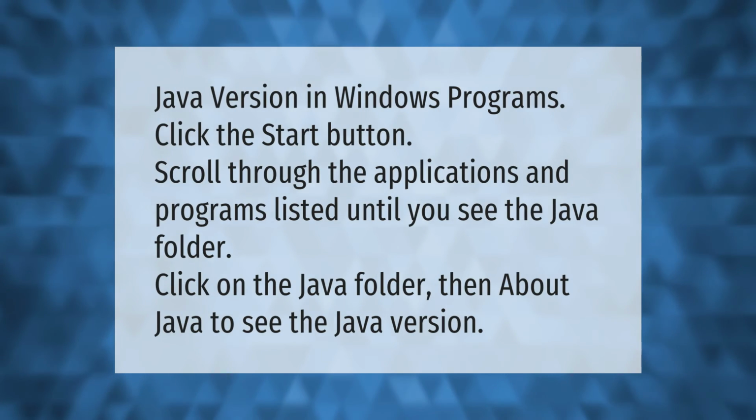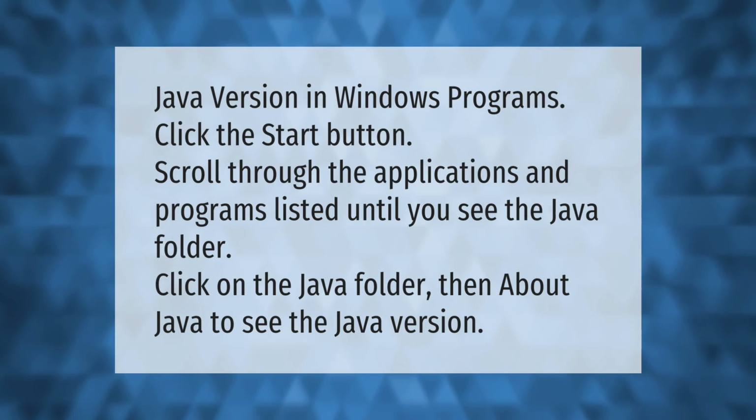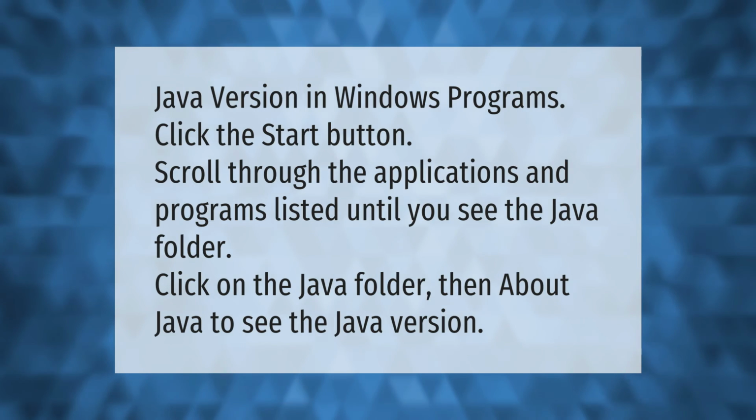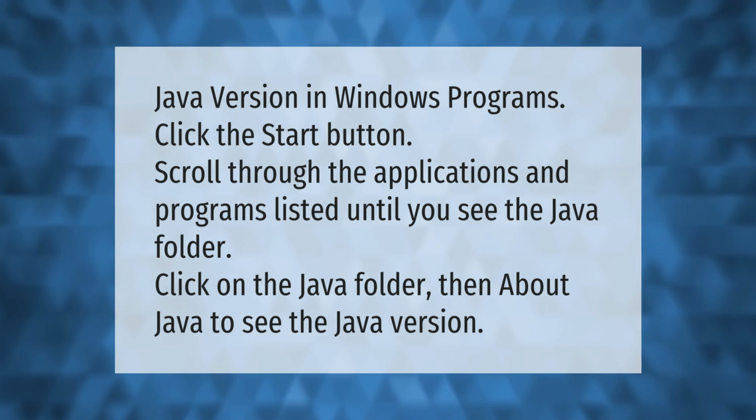Java version in Windows Programs. Click the Start button. Scroll through the applications and programs listed until you see the Java folder. Click on the Java folder, then About Java to see the Java version.